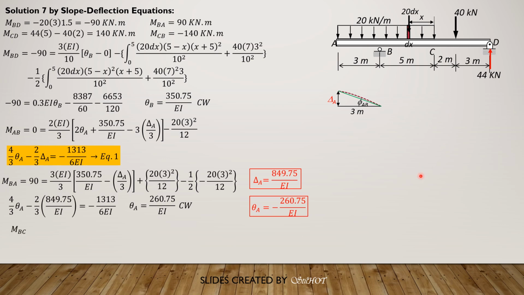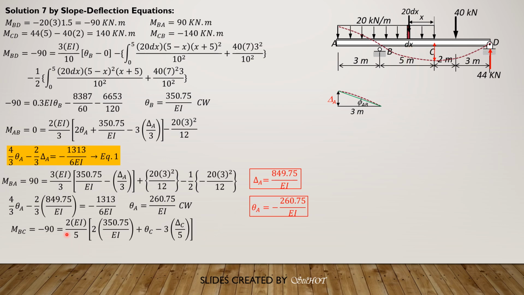Next, let's consider MBC. MBC is negative 90, and it is 2EI over L, L is 5, times 2 times theta B plus theta C minus 3 times delta C over 5. So again, we expect that delta C is going down, so that the chord joining B and C is again rotating clockwise. So this is the elastic curve. So that's why we have minus 3 times delta C over 5. This is treated positive because the rotation of the chord from B to C is clockwise.